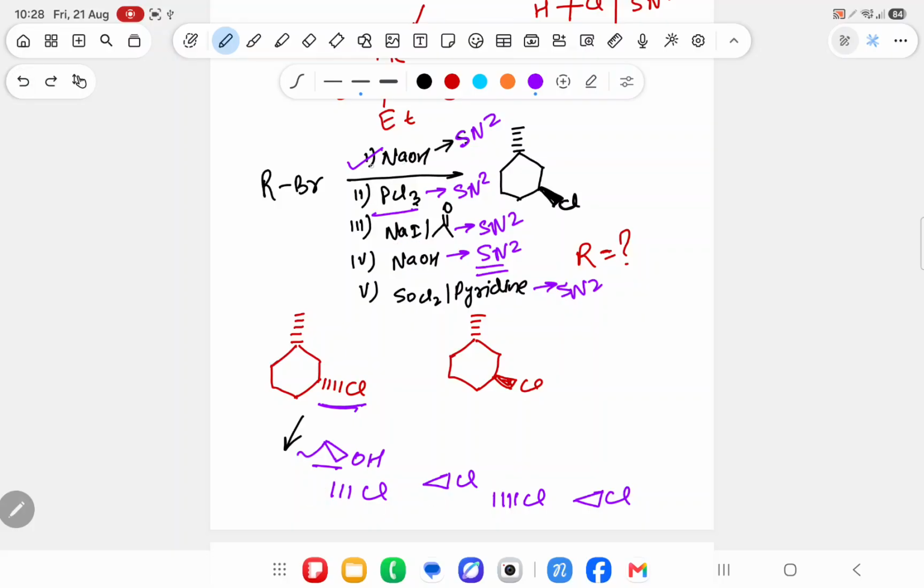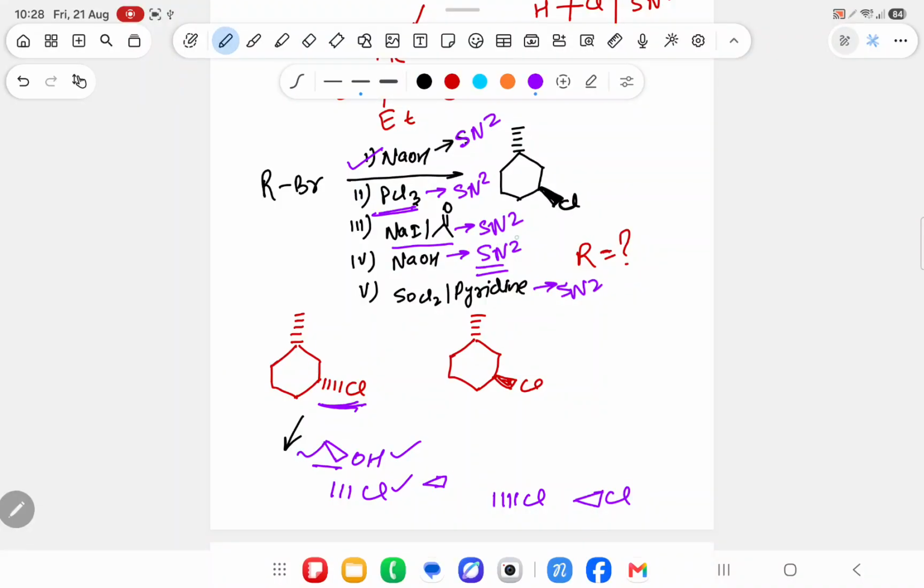NaOH, I am first reagent, NaOH. So OH will come with SN2. So dash will convert to base. Achha, okay sir. Then again PCl3 will give Cl, but SN2. So base will convert to dash. Okay sir. NaI, I over here, not Cl. By mistake I have written. I over here. Now in this I, what will you say? Sir, over here, NaI.